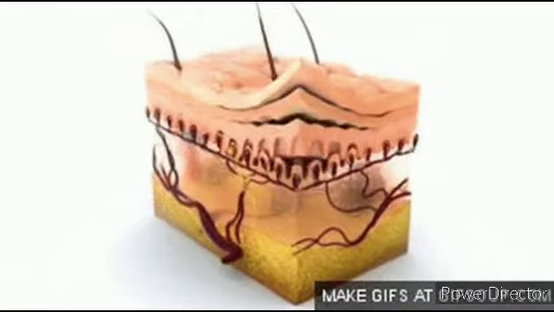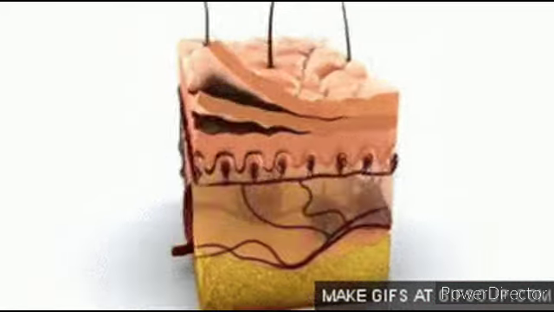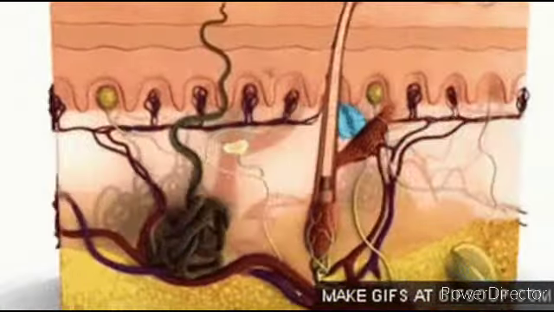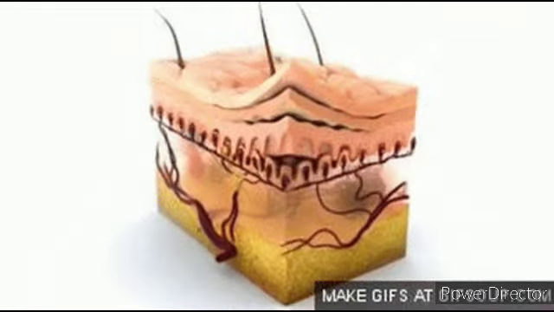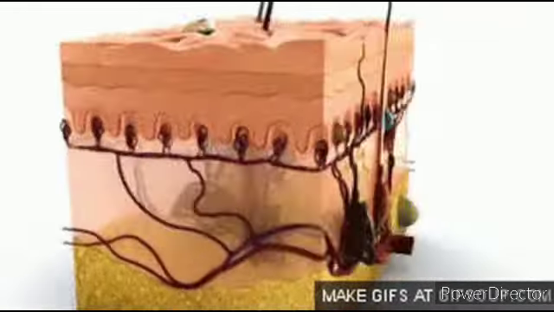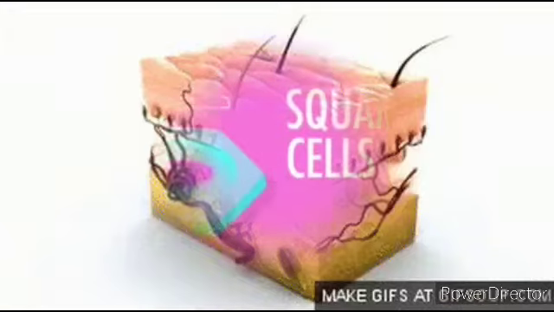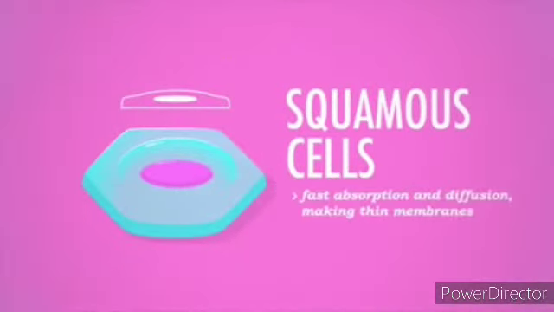Epithelial tissue forms a protective layer for organs. They act as a barrier to keep different body systems separate. Epithelial tissues are of different types based on structure and function. Let's look in detail at the squamous epithelium.